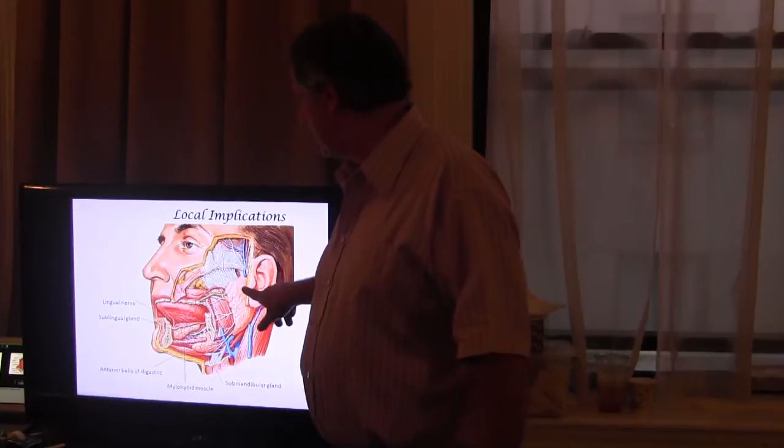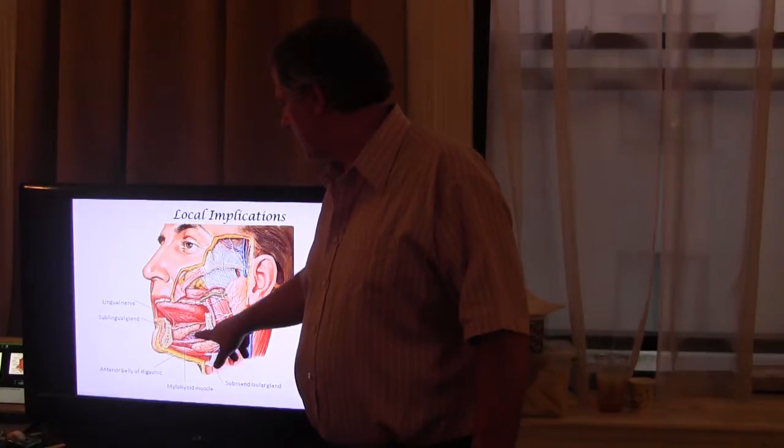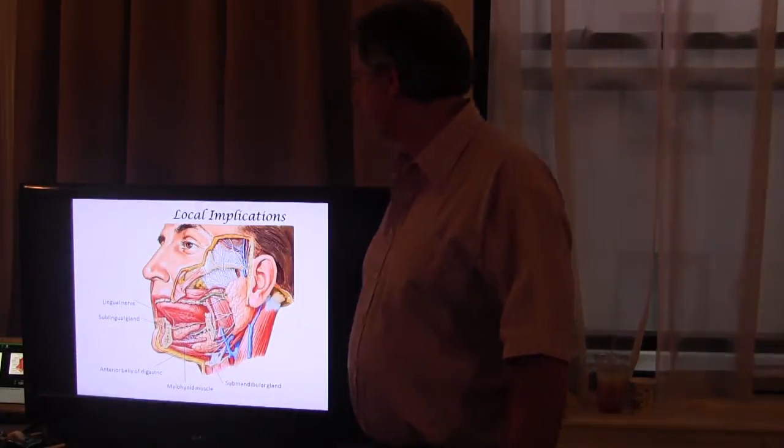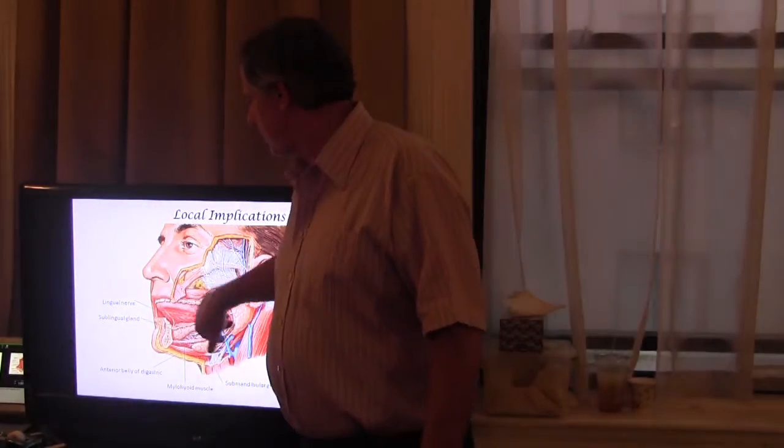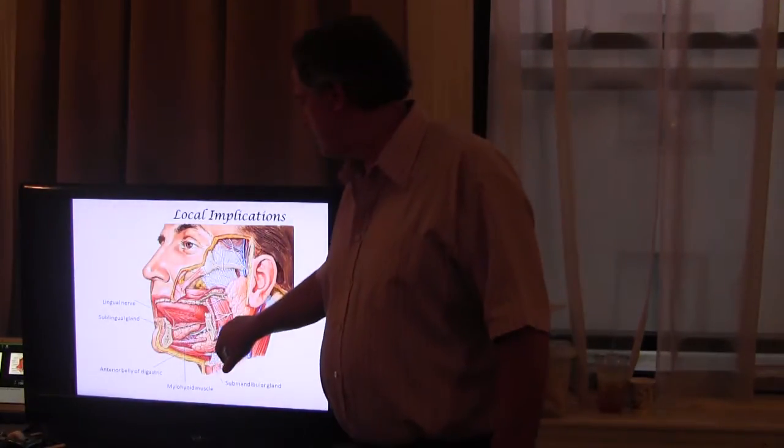Which glands are they? You have a parotid gland here. You have a submandibular gland here, and one under the mental symphysis. So you have 1, 2, 3, 4, 5 on the other side. But you're going to feel this here.